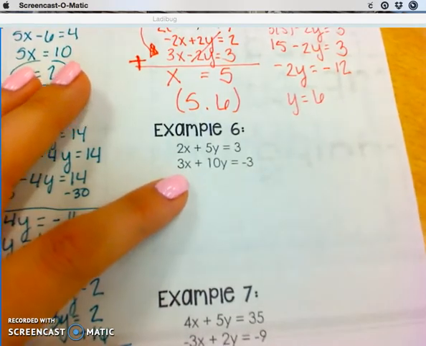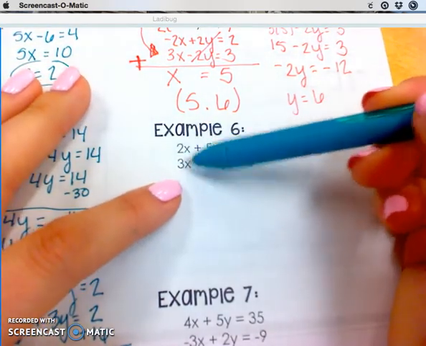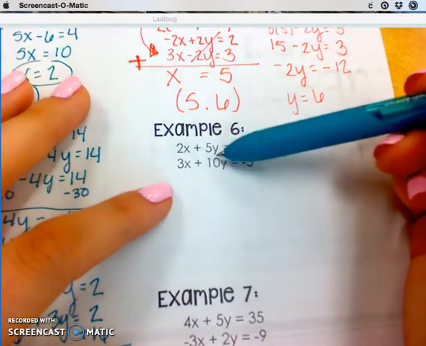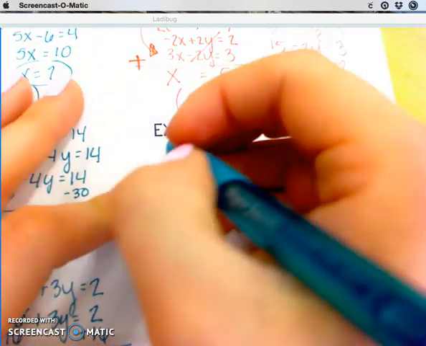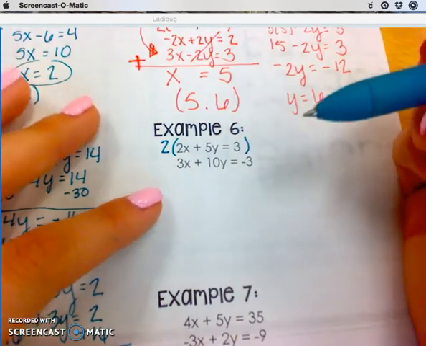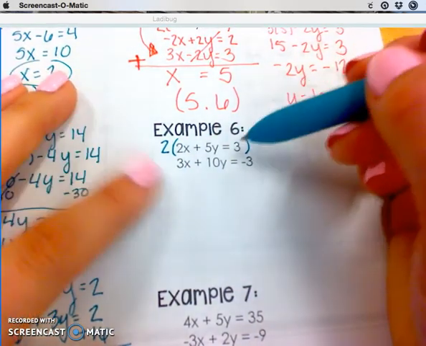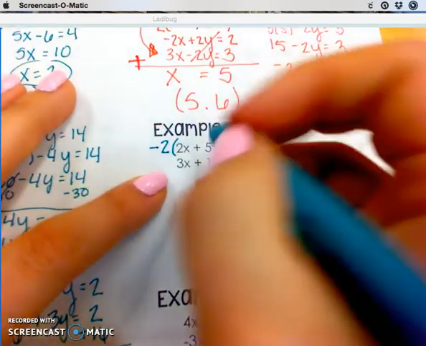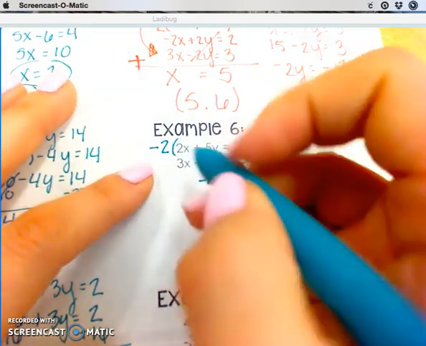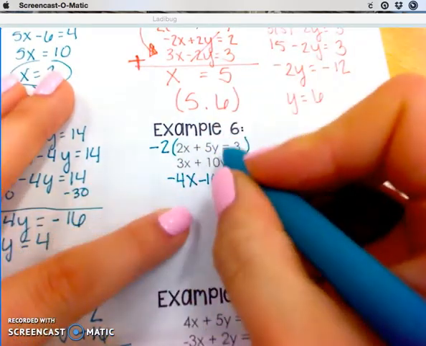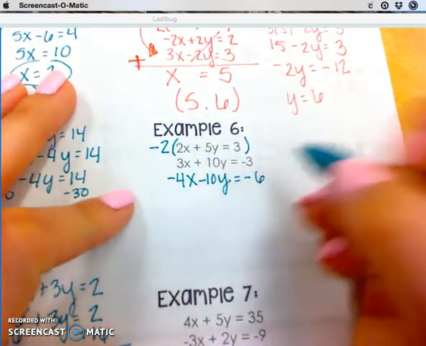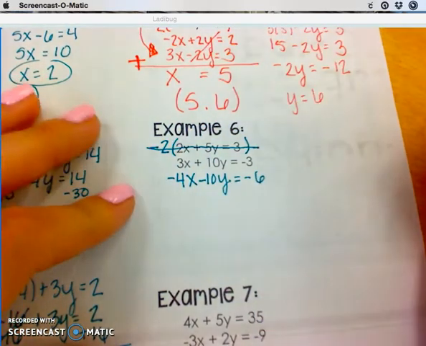Now, I cannot make a 2 into a 3 or a 3 into a 2. So that's not going to be my first choice to cancel out x. I can see that this 5 can become a 10 if I multiply it by a 2. But I really want my signs to be opposite. So I'm going to multiply it by a negative 2 to give me a negative 10y. And don't forget to distribute to the other part. So negative 4x, that minus 10y, negative 2 times 3 is negative 6. And now this top equation's done.